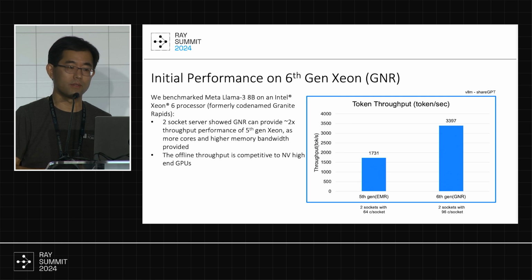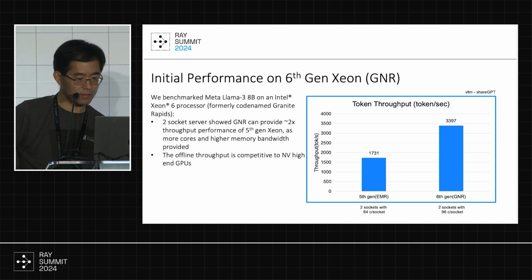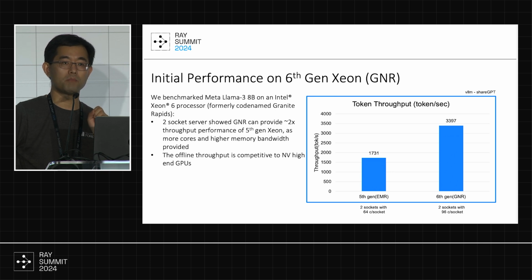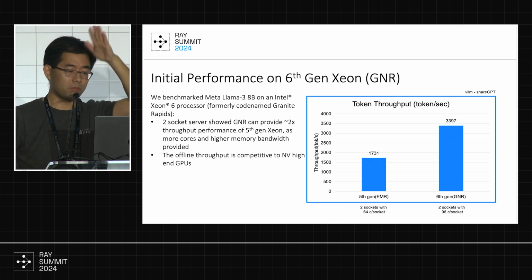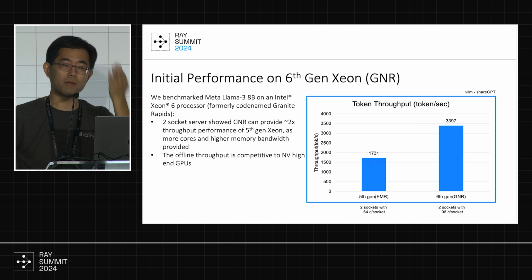And how many CPUs? The left side EMR is with 64 cores per socket and a dual socket system. And on the GNR case it is 96 cores per socket and also dual socket. And they are not the top bin. For example, the top bin GNR is up to, I think, 128 cores per socket.